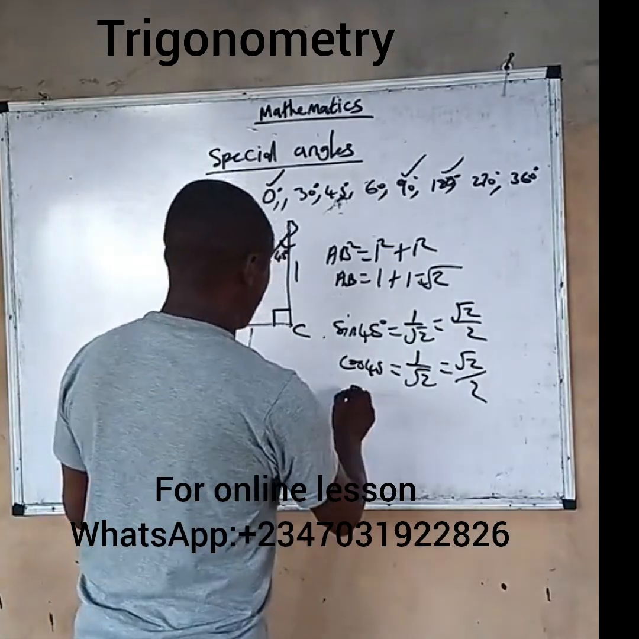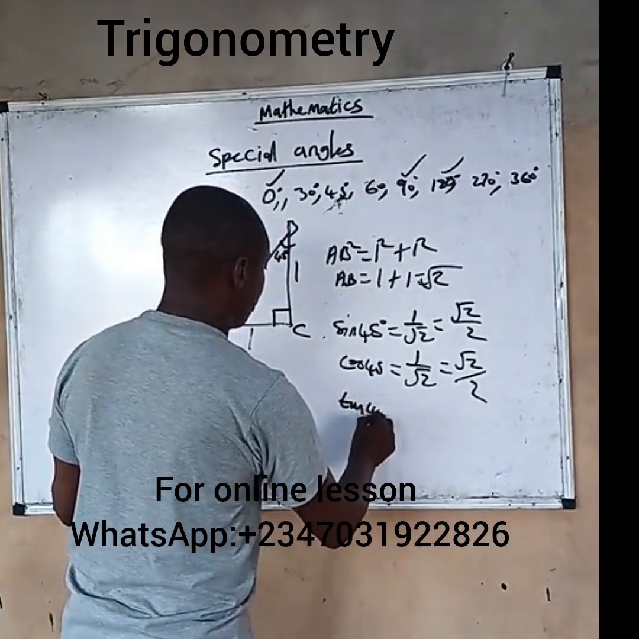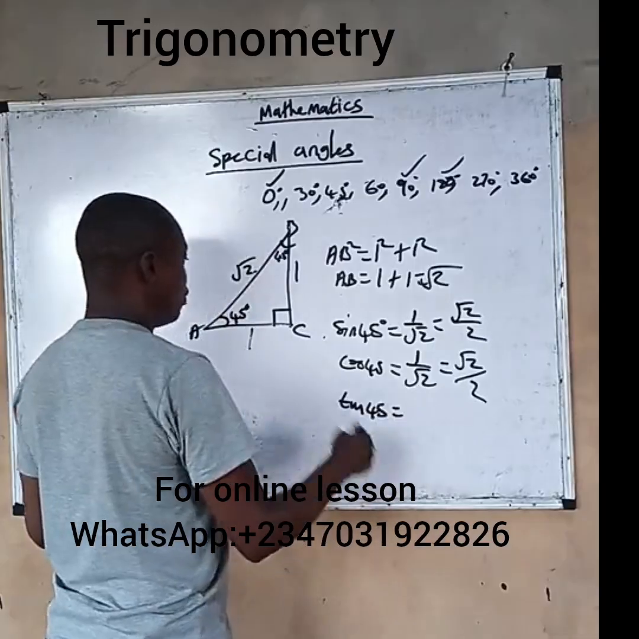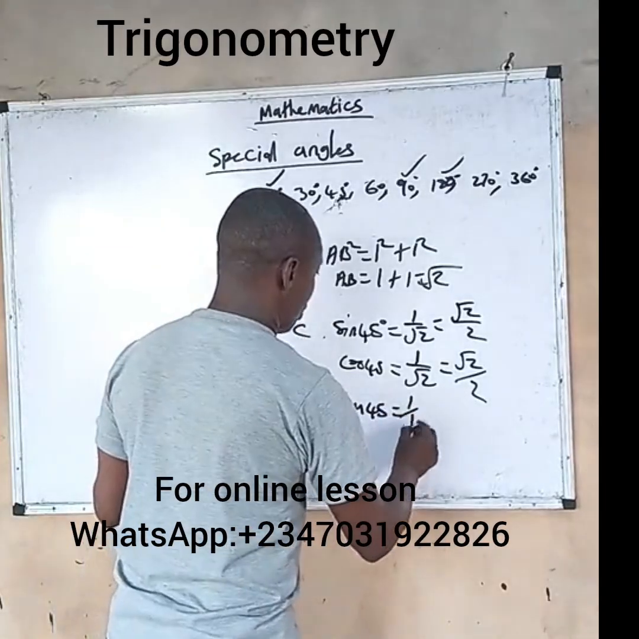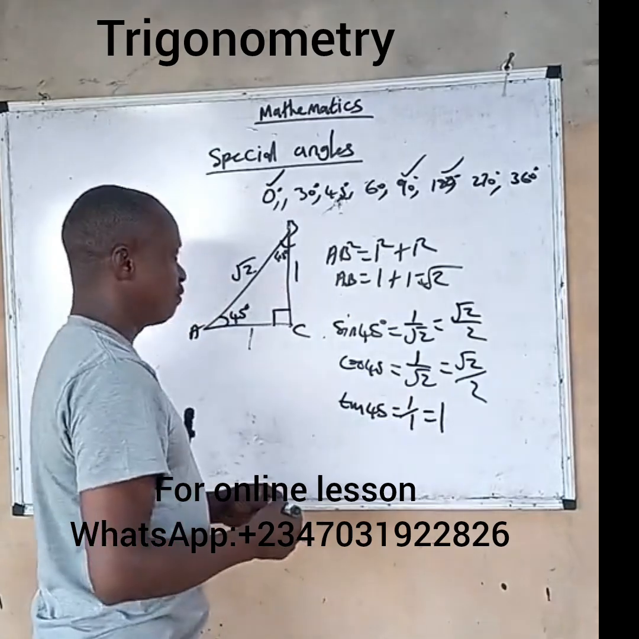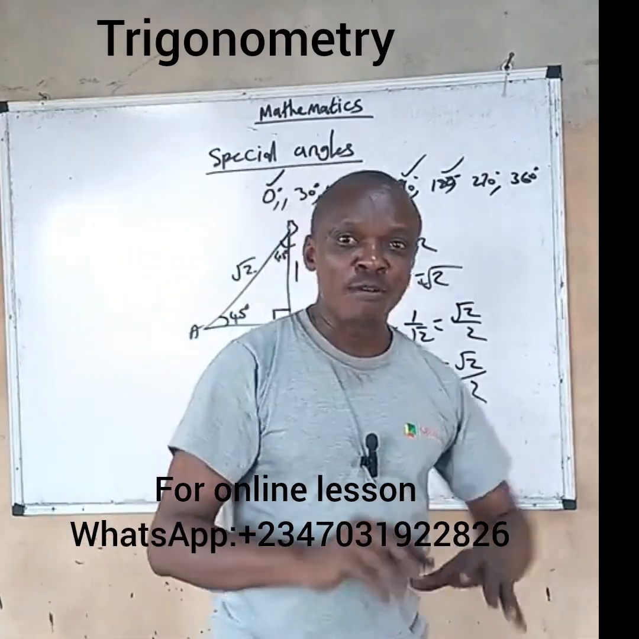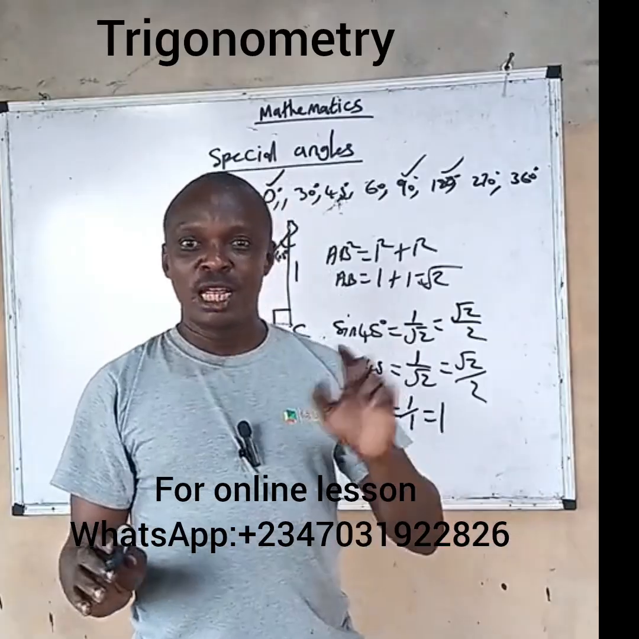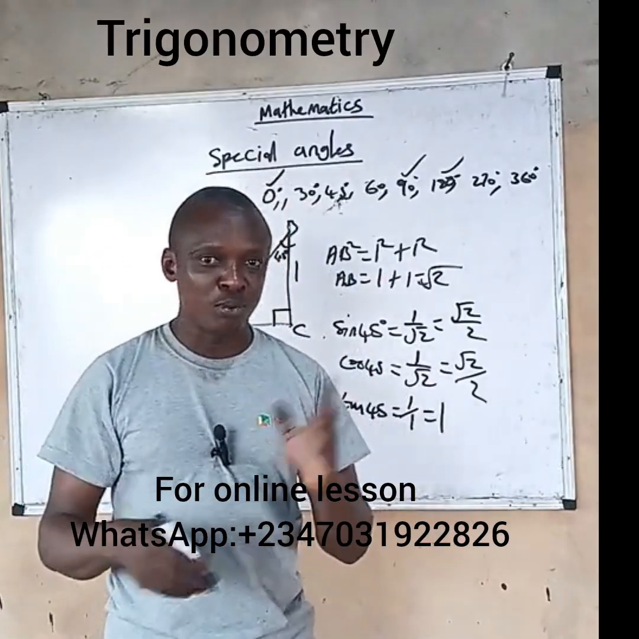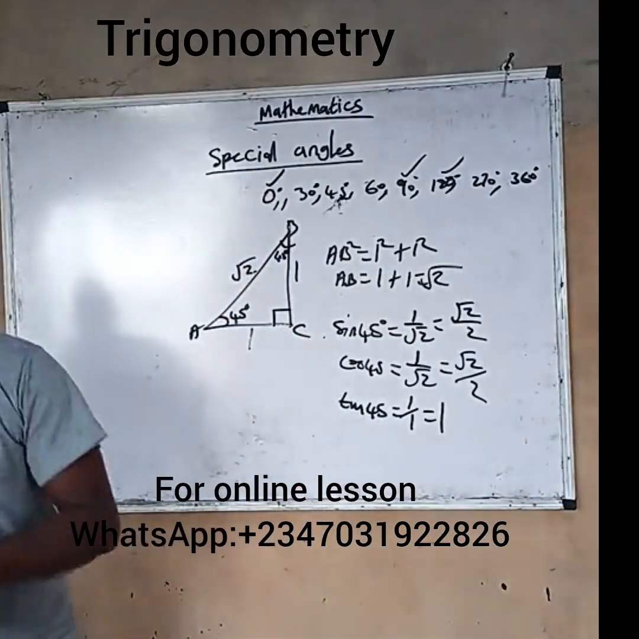Then tan 45. Tan 45 is opposite over adjacent, 1 over 1, which equals 1. So tan 45 is 1. I believe we have done all the trigonometry of all the special angles. Let us do one example. Maybe I will give you one thing to do.